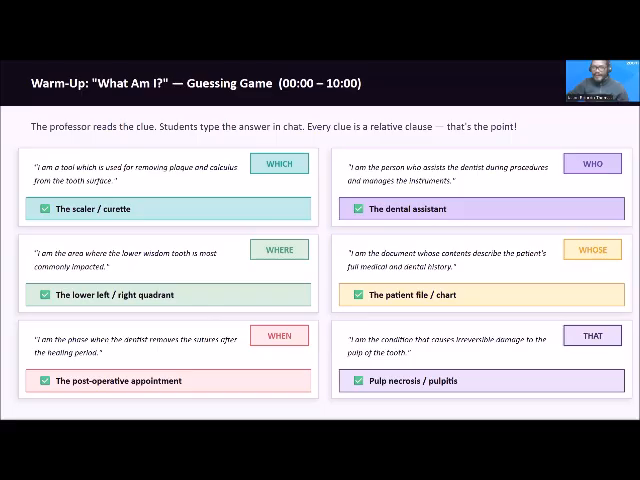All right. So first of all, let me get some of you to read so we can practice a bit. And for those just joining, keep going. Good job, guys. Full names and groups in the chat. All right. Jennifer, read for us. I am a tool which is used for removing plaque and calculus from the tooth surface. The scaler, correct. Excellent.